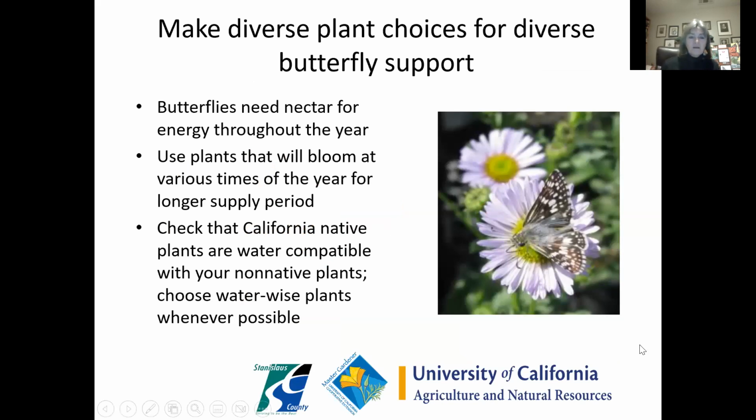Because a butterfly needs nectar during all of its life cycle, we need to provide nectar that gives them energy all year. A lot of us have flowers that bloom in the spring, but by summer, most of our flowers are gone. So it's important that we look for plants that can bloom at different times and incorporate them into our landscapes. And as much as possible, try to provide native plants because they're more drought tolerant and they will survive during our summer heat. So look for those water-wise plants whenever you can. The nurseries usually mark them that way, so it's easy to find them.